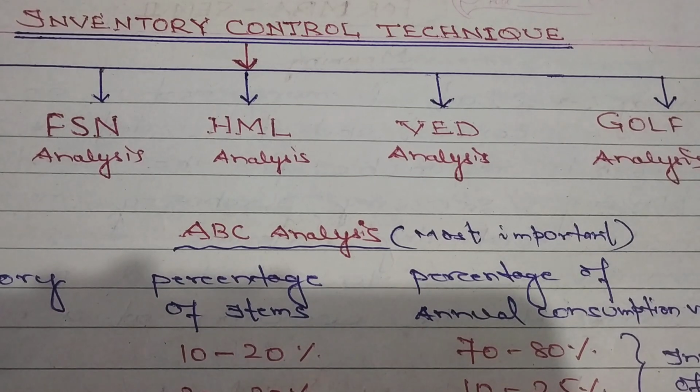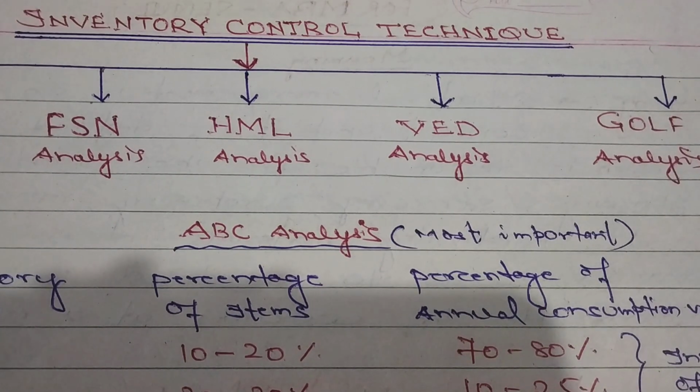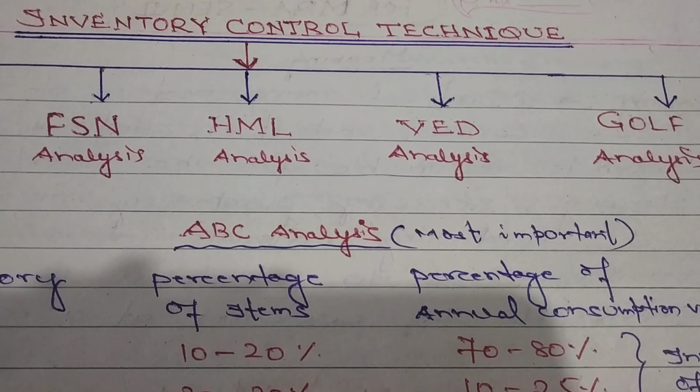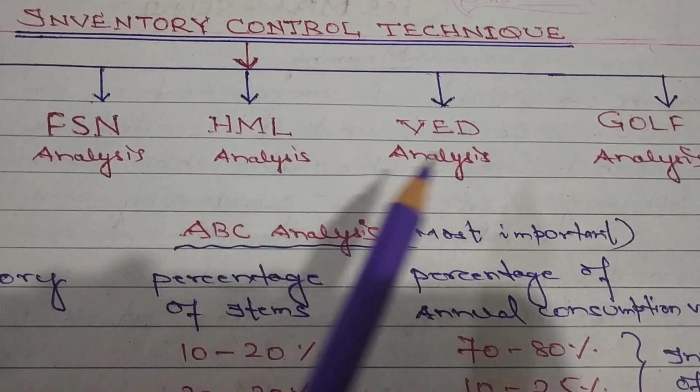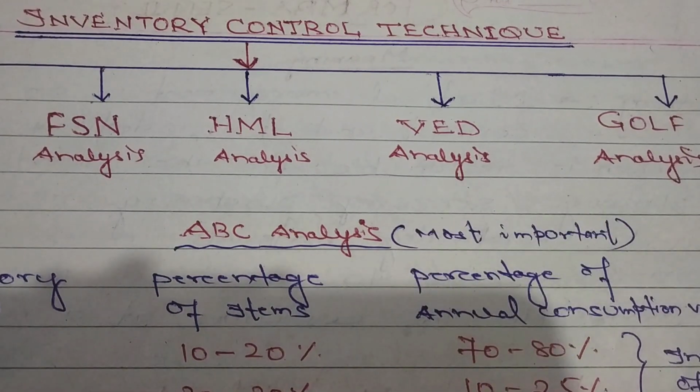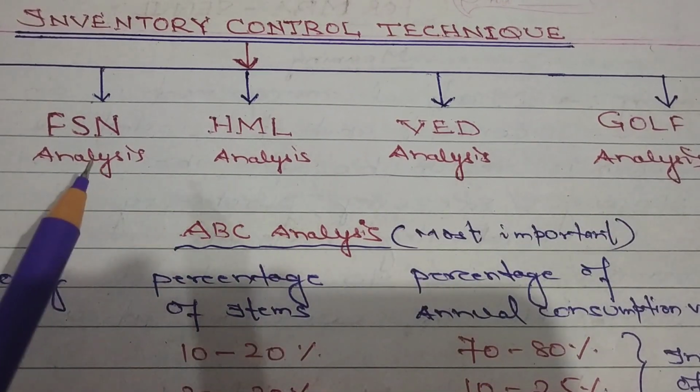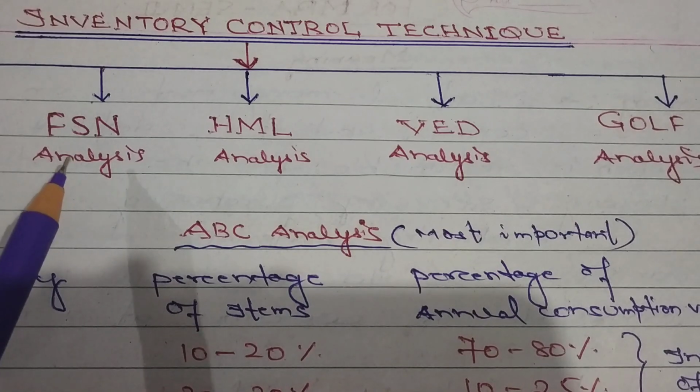This is Sandeep Jaiswal. Today we are going to discuss the topic of inventory control techniques, which we began in part 1. We discussed the ABC analysis in that part, and in the second part we'll discuss the remaining 4 techniques: FSN analysis, HML, VED and GOLF analysis. So one by one, we'll discuss the first, FSN analysis.